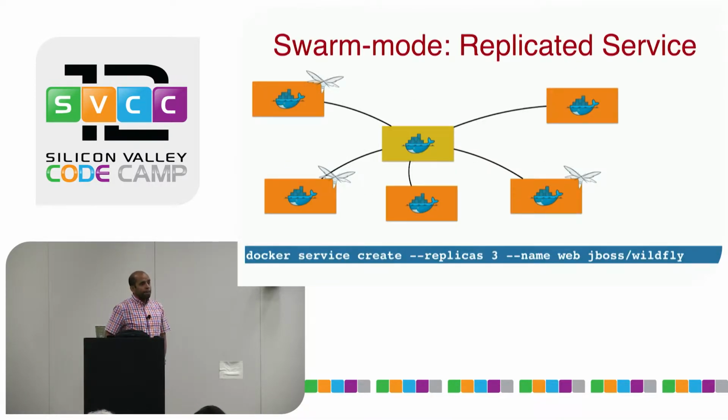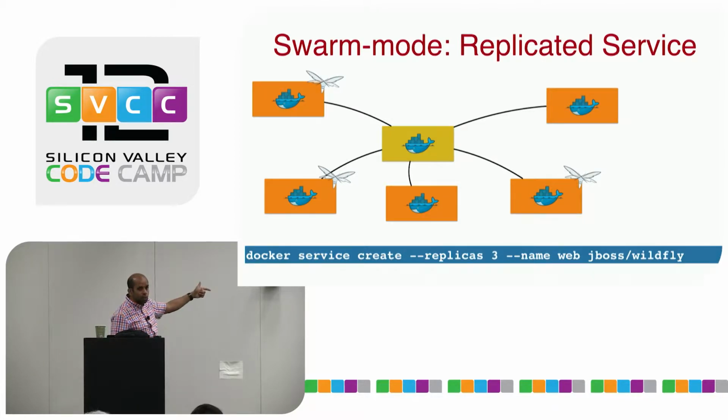How can my service be deployed? Docker has 2 kinds of services. One is a replicated service, where you take a single service and have multiple replicas of it, and that's the one that we're going to talk about here. Essentially, what I want to do is run a WildFly server. WildFly is Red Hat's open source application server, or JBoss. So I'm going to take the JBoss server, and I want to run 3 instances of it.